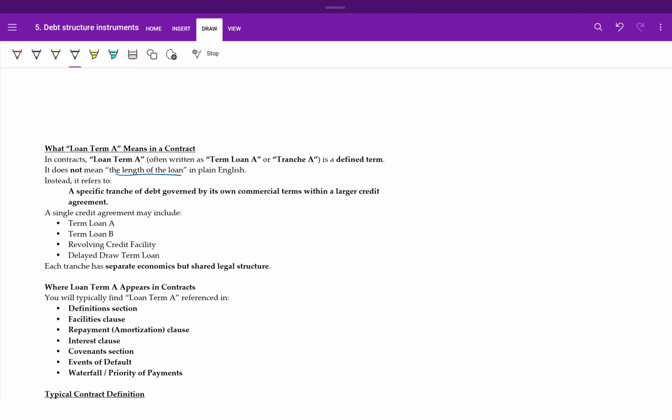this intuition will actually mislead you. When a credit agreement refers to a loan term A, often written as Term Loan A or a Tranche A, it's not describing how long the loan will last. It actually describes a legally defined financial instrument. In other words, loan term is not a timeline, it's a contractually engineered debt facility.